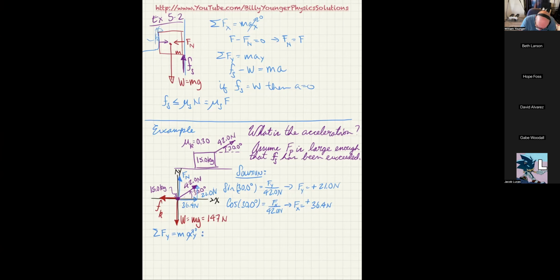So in this case, what we end up getting is the normal force, F sub n, plus 21.0 newtons, and then minus 147 newtons. All of that has to equal zero, and therefore I can solve that for the normal force, and the normal force is going to be 147 minus 21, which is 126.